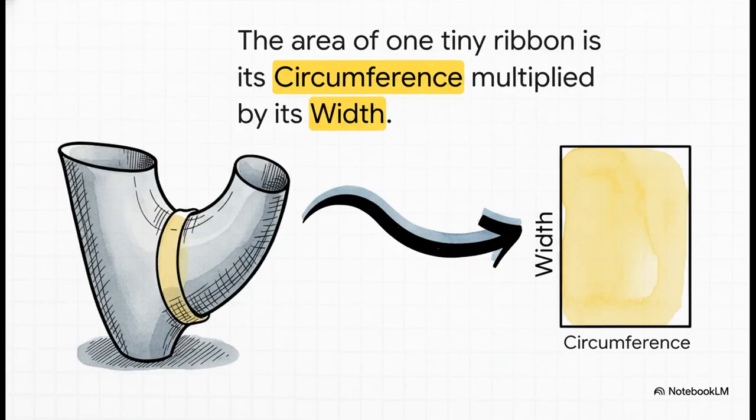So what's the area of just one of these tiny ribbons? It's just its circumference times its width. I mean, if you could snip one of those bands and unroll it flat, it would just be a long, skinny rectangle. Its length is the circumference it made, and its width is that teeny tiny piece of the original curve. That's it. This whole massive problem really just comes down to that one simple multiplication.